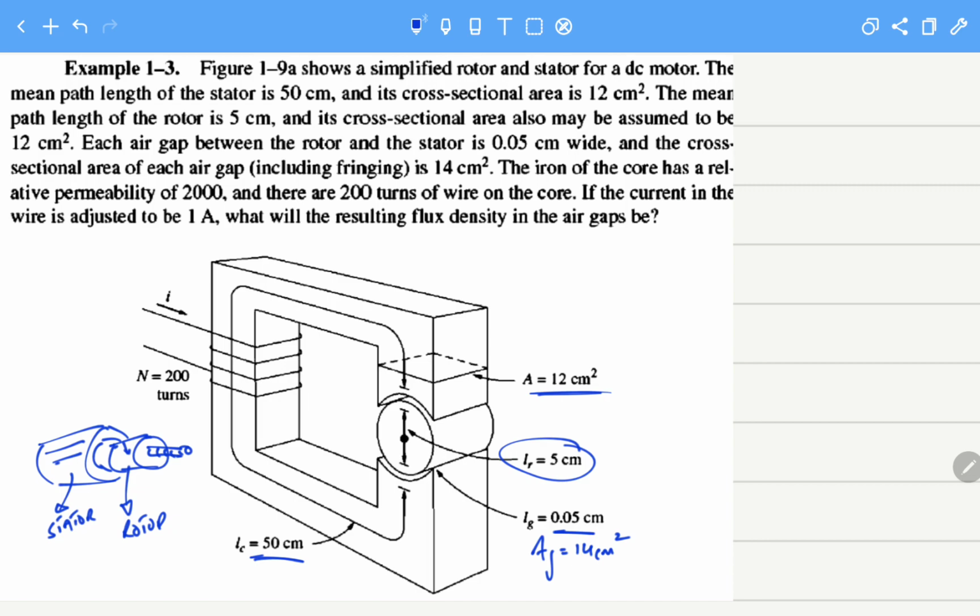The iron of the core has a permeability. They have given the relative permeability, that is equal to 2000, and the number of turns is also given, 200. The main question is, if the current in the wire is adjusted to 1 ampere, so if I equals 1 ampere, what will be the flux density through these air gaps? The flux density through the air gap will be the total flux divided by the area of the air gap.